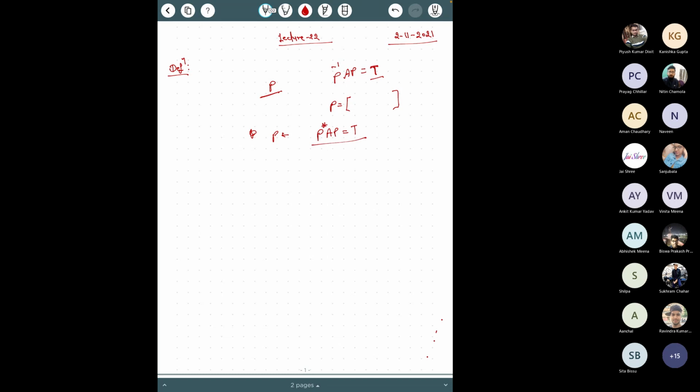So how to find this P basically? What is your aim? You are given this matrix A. Let me give you some idea. This is the idea which is used in finding this matrix P. So you have this matrix A, with entries A11 to A1n, down to AN1 to ANn.